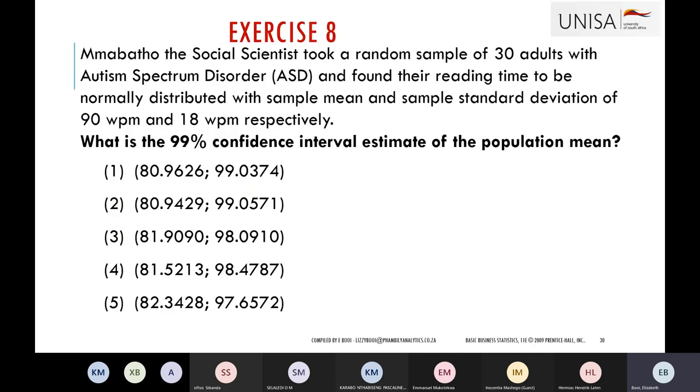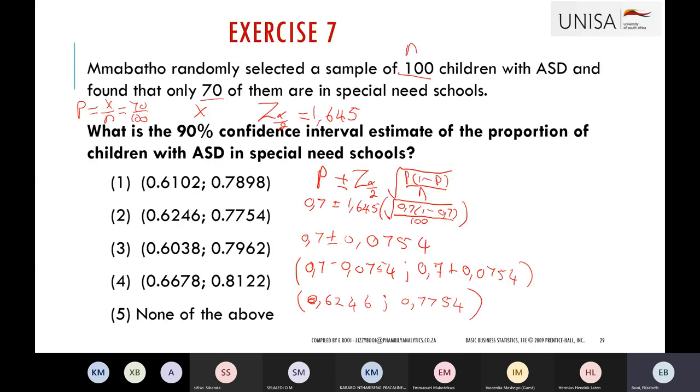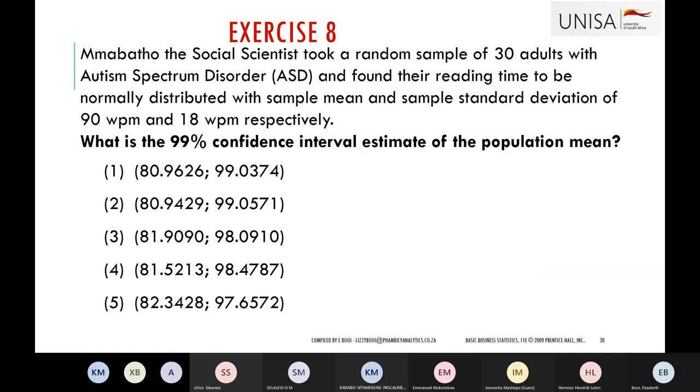Oh, no, we have more. Okay, any question? If there are no questions, I think this one we did it. I might be wrong, I might be right. But if we didn't do it, there is your exercise. Do you know what you need to do here? Because this is not proportions, this is for the mean.